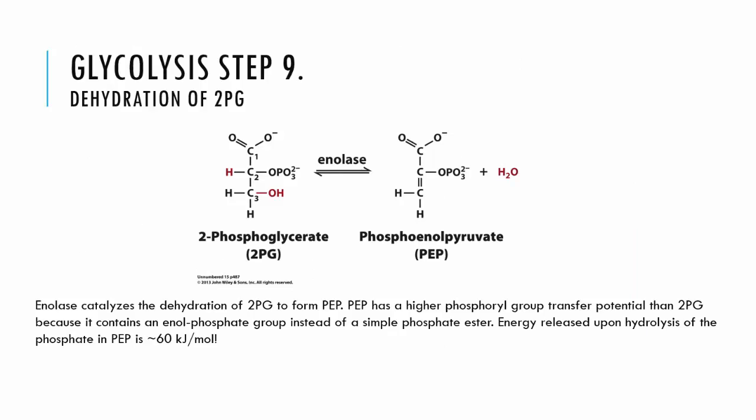In step 9, 2-phosphoglycerate is dehydrated to phosphoenolpyruvate via enolase. PEP has a much higher phosphoryl group transfer potential than 2-PG due to its enol phosphate group instead of the phosphate ester. Hydrolysis of the enol phosphate group from PEP releases about 60 kilojoules per mole of energy.